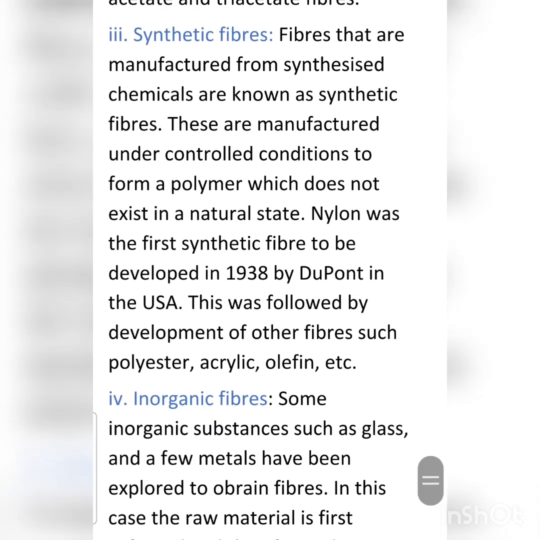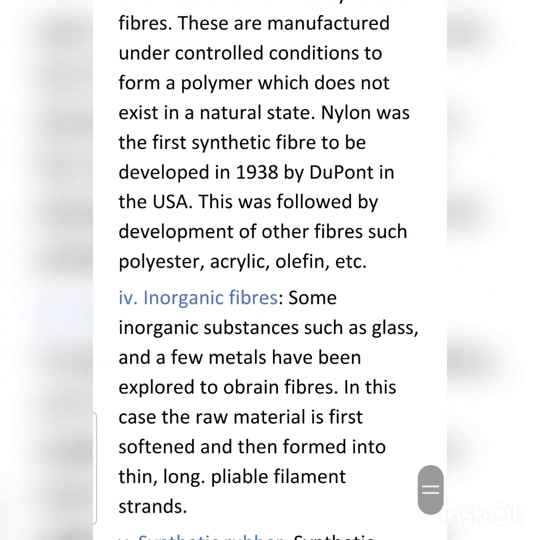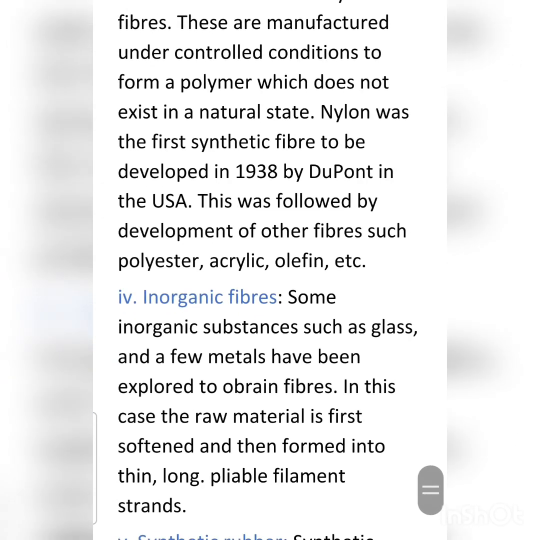Next, we have synthetic fibers. We all know about synthetic fibers, we wear them. Synthetic fibers are made from chemicals, synthesized from chemicals, right? These are manufactured under controlled conditions to form a polymer which doesn't exist in a natural state. The first polymer-made fiber was nylon. Nylon was the first synthetic fiber to be developed, in 1938 by DuPont in the USA. This was followed by the development of other fibers such as polyester, acrylic, olefin, etc.